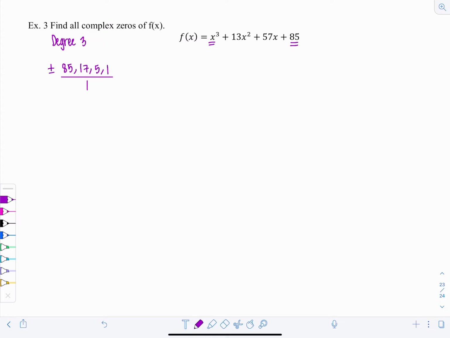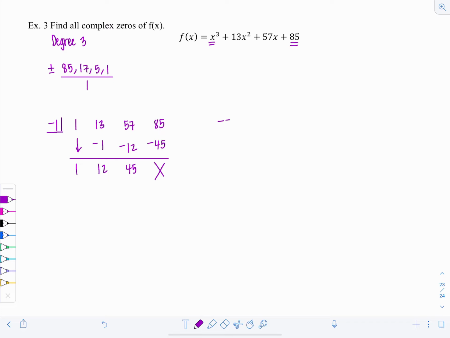You could use Descartes' rule of signs if you feel like it. I'm not particularly in the mood, but it's up to you. Say we try -1, so we've got 1, 13, 57, 85. So let's see here. This is going to be 1, negative 1, 12, negative 12. This will be 45, negative 45. This isn't 0.